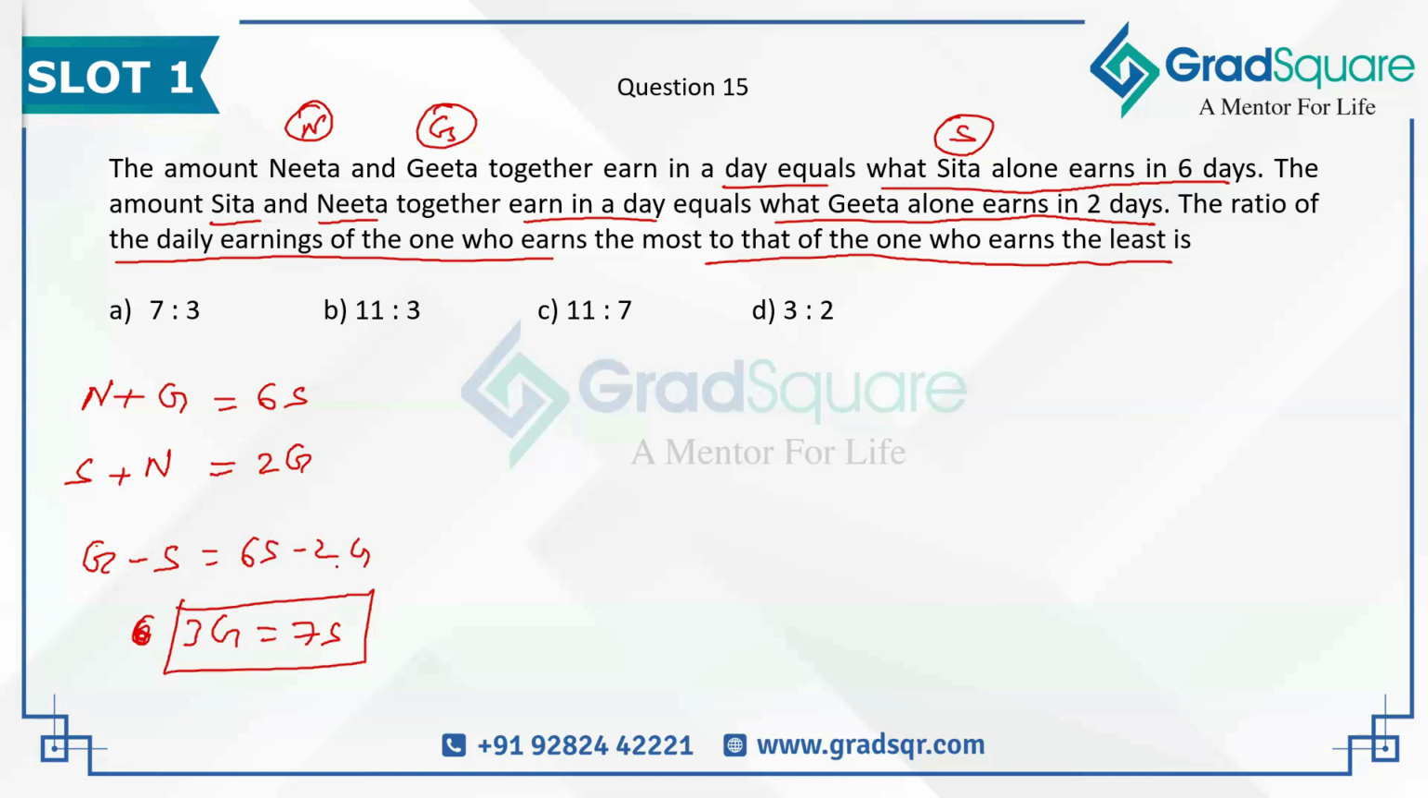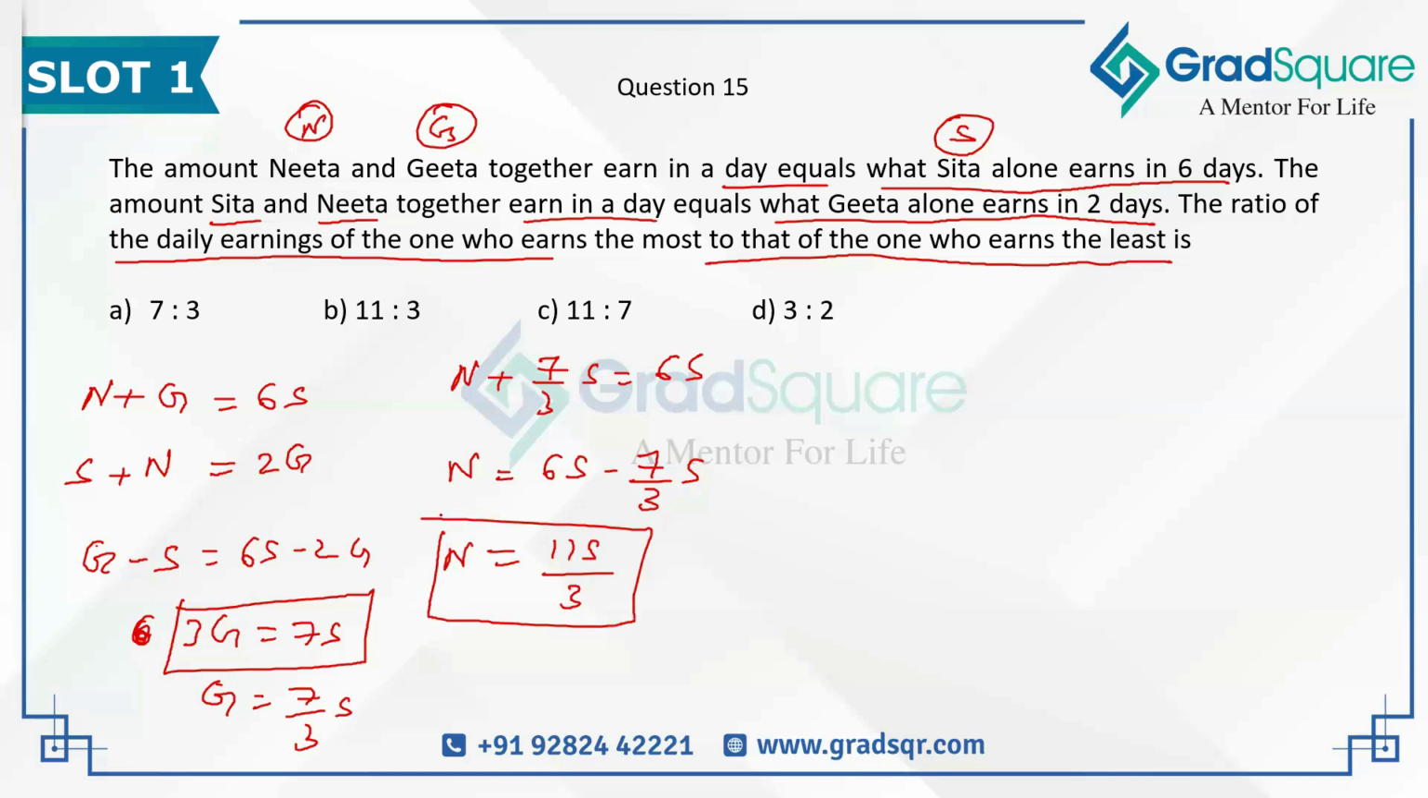Now, if I take the value of G or S from here and put it back into any one of these equations, I will get the value of N in terms of something else. So let's take the value of G from here. G is 7 by 3 S, and put it back into the first equation. So N plus G, which is 7 by 3 S, should be equal to 6S. So N should be equal to 6S minus 7 by 3 S. It's going to be 18 minus 7, which is 11S by 3. That should be the value of N.